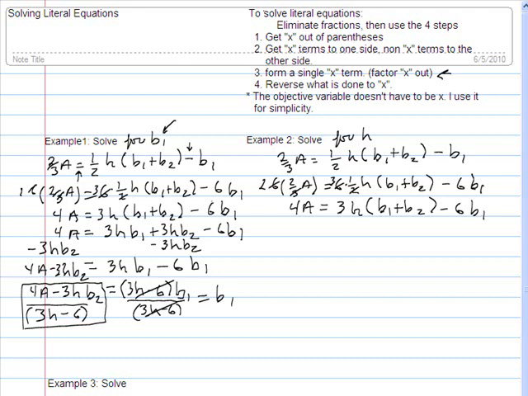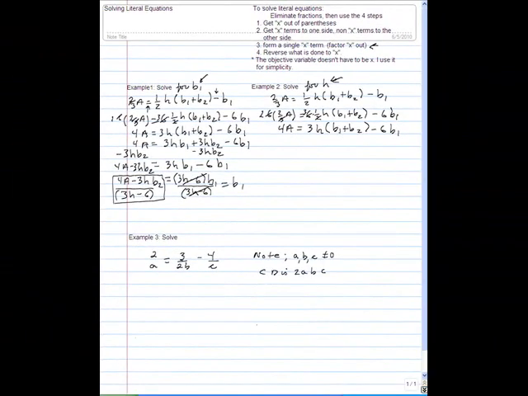Step 1 says, after you get rid of your fractions, get your h, in this case, which is our objective variable, get h out of the grouping symbol. Folks, h isn't in the grouping symbol. Normally, if you were trying to get something out of the grouping symbol, like when we got out the b1, we distributed to get the b1 out. The h is not in that grouping symbol, so do not distribute. You do not do step 1. You don't have to. h is already out of the grouping symbol. Go straight to step 2.